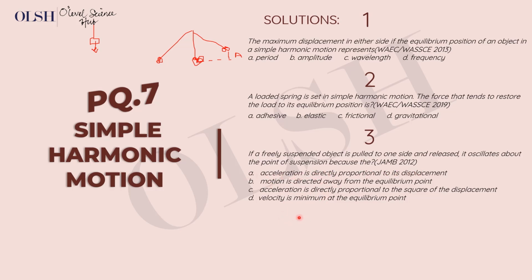If you even remember, we have a formula that says a equals minus omega squared x. You see from this equation that the square is on omega. x has no square on it, so a is directly proportional to x. So it's directly proportional to its displacement. Okay, so that's the answer to number 3.